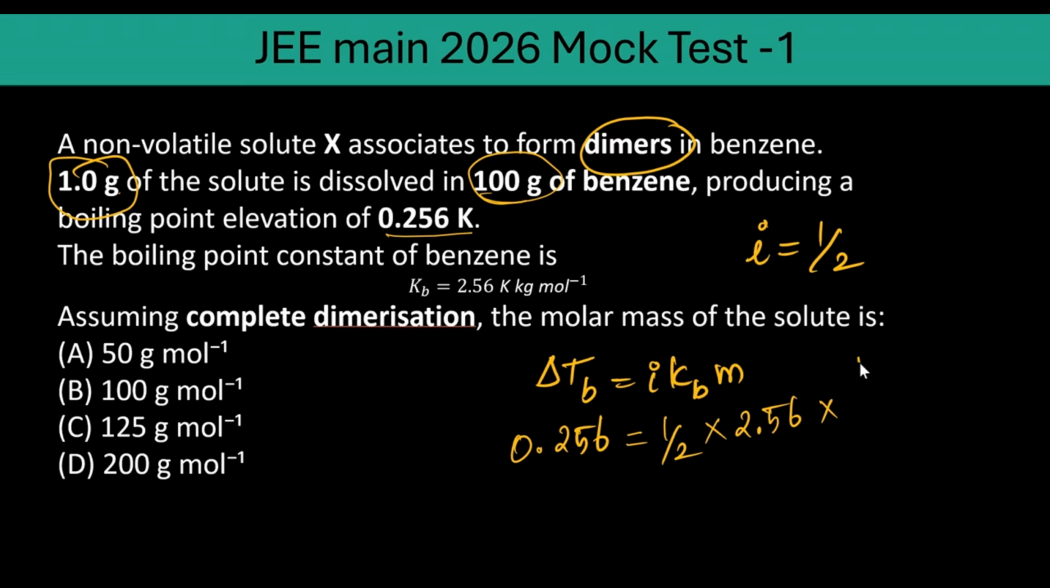So for number of moles, 1 by molecular mass, which I don't know, divided by 100 grams. I want it in kilograms, so which makes it 0.1. Right. So upon solving this, what will I end up with? 0.256 and 2.56 will get cancelled very easily, remaining 1/2. So the molar mass will be equal to 50 gram per mole.